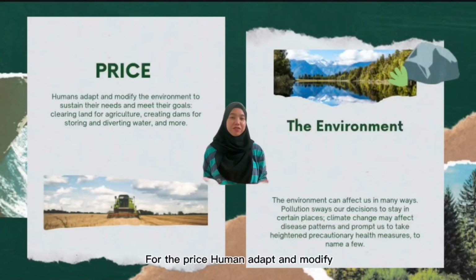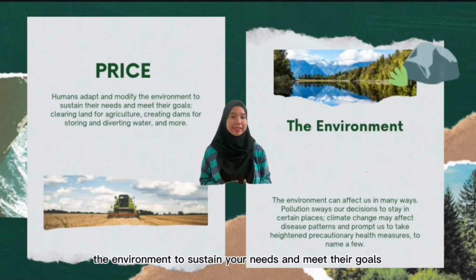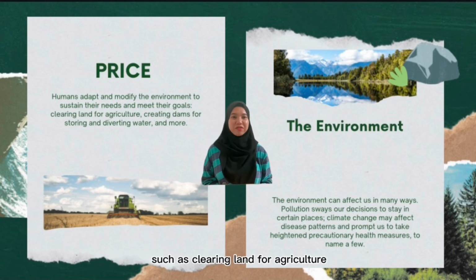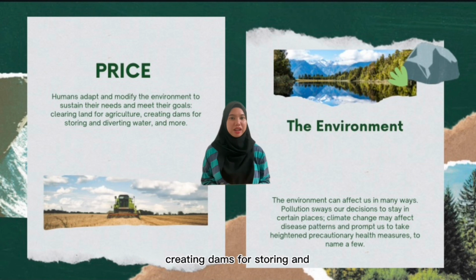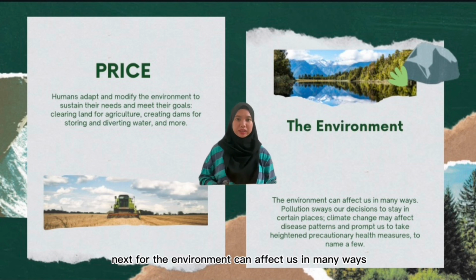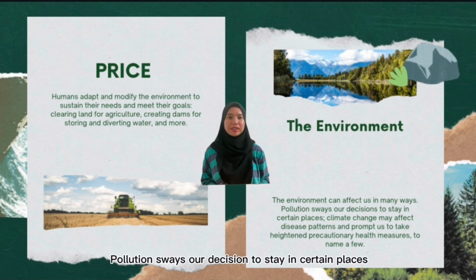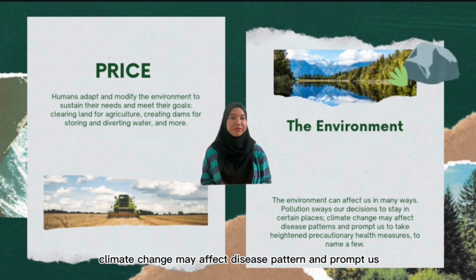For the price, humans adapt and modify the environment to sustain their needs and meet their goals, such as clearing land for agriculture, creating dams for storing and diverting water, and more. Next, the environment can affect us in many ways. Pollution sways our decision to stay in certain places, and climate change may affect disease patterns and prompt us to move.